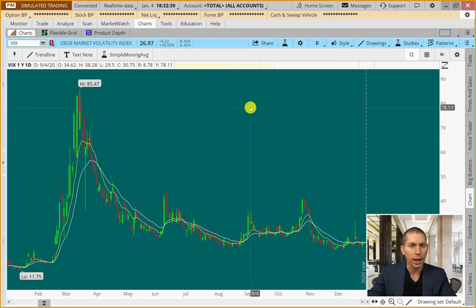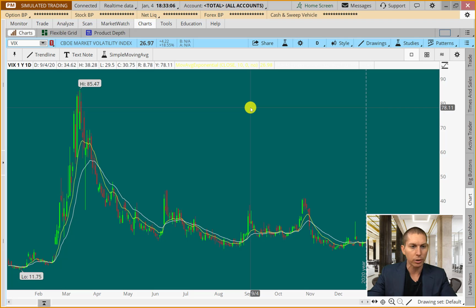So we're going to take a look here at the Cboe Market Volatility Index, also known as the VIX or the fear gauge. And you're wondering why this is the number one indicator. Well, no matter if you're a stock trader, investor, or option trader, knowing volatility is essential because volatility creates market ranges, which are also known as expected ranges.